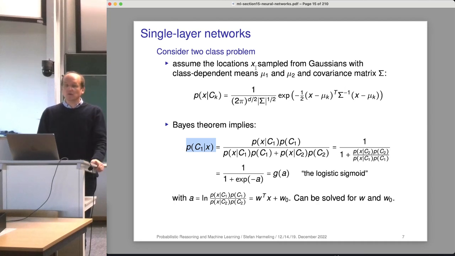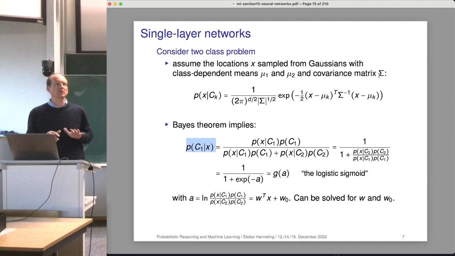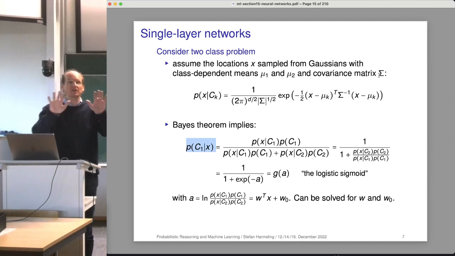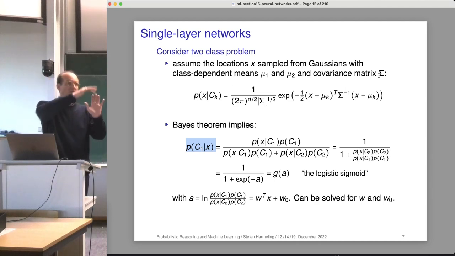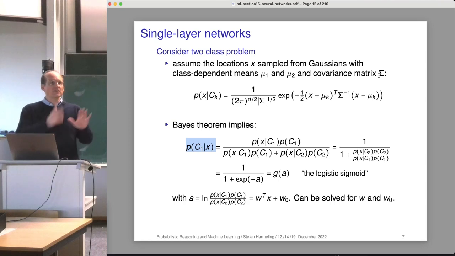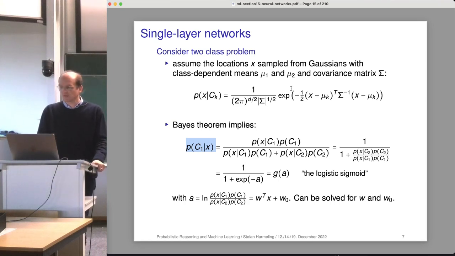So now let's assume that our locations x are sampled from a Gaussian distribution, where we have one Gaussian for the one class and another Gaussian for the other class. Okay, so we have two means. And let's say we have the same covariance matrix. I explained to you already, if the covariance matrices of two classes are not the same, we possibly have a nonlinear decision boundary. We only have a linear decision boundary if I'm having the same covariance matrix for both classes.